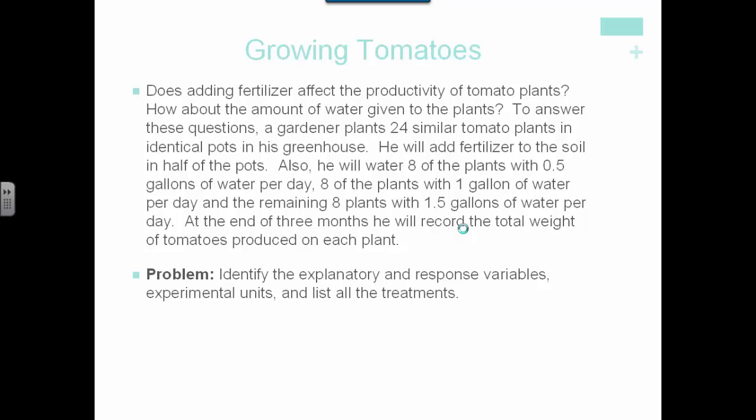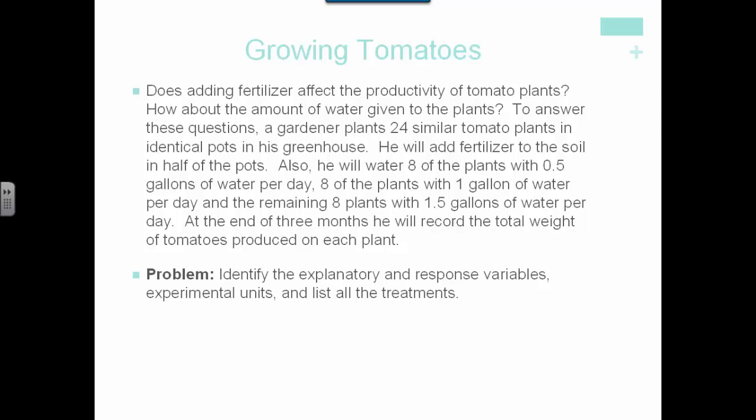Here's another example. Does adding fertilizer affect the productivity of tomato plants? How about the amount of water given to the plants? To answer these questions, a gardener plants 24 similar tomato plants in identical pots in his greenhouse. He will add fertilizer to the soil in half of the pots.